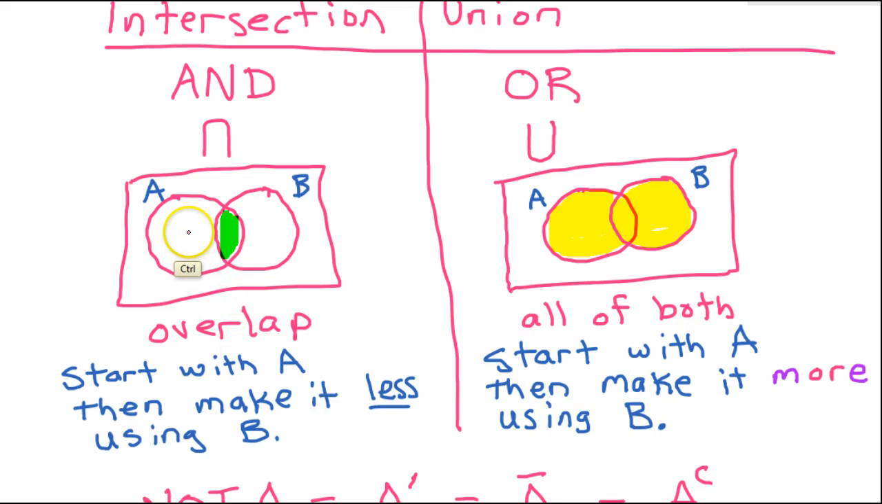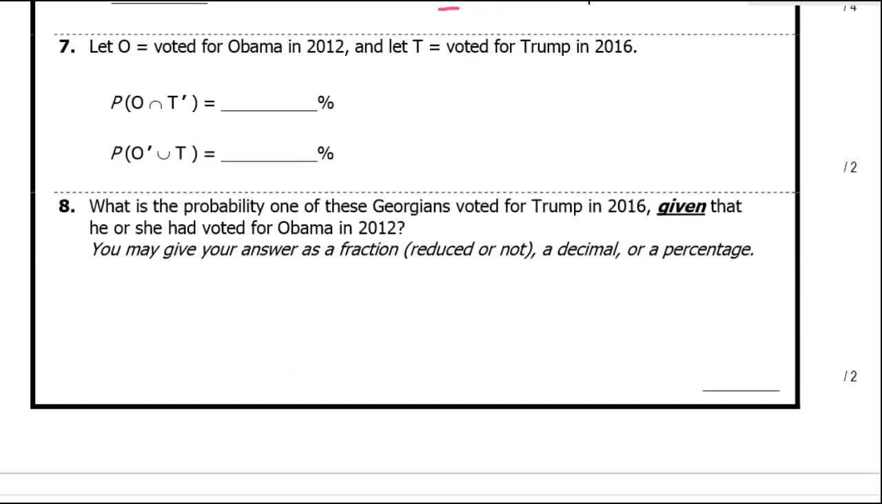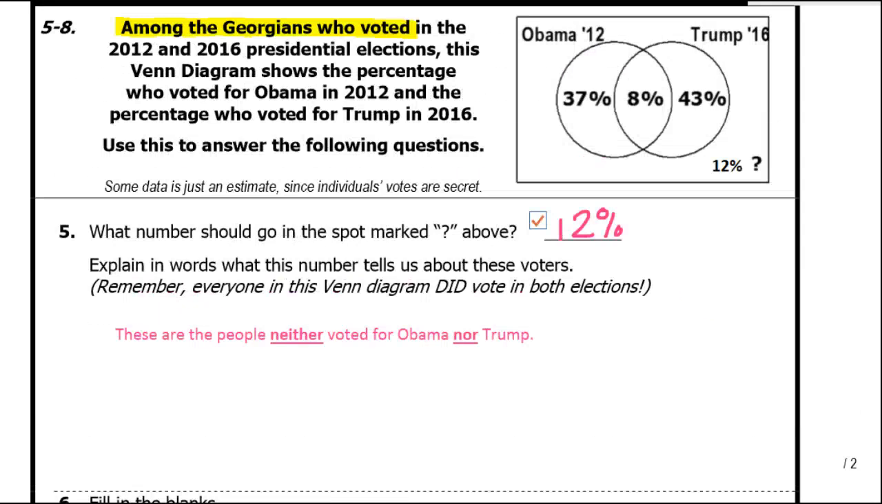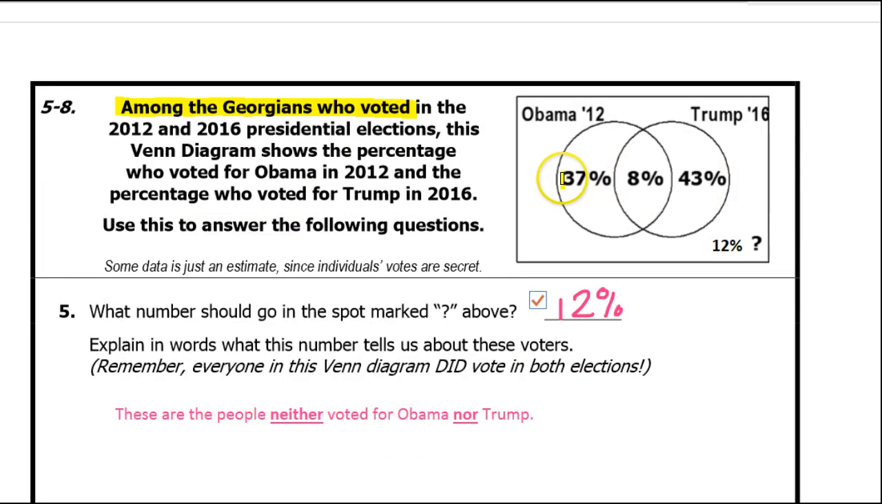So either way, we start with the first set, but if it's and, we'll make it less. If it's or, we'll make it more. Let me show you what I mean by that. So this is an and problem. So I'm going to start with O, and then I'm going to make it less using not T. So let's start with O. When I say start with O, I mean highlight everything that's inside of O, all the numbers in O. Okay? Now, because this is an and problem, the only thing that will change is that we will make it less from here. So you can forget about the 43 and the 12. It's going to become less.